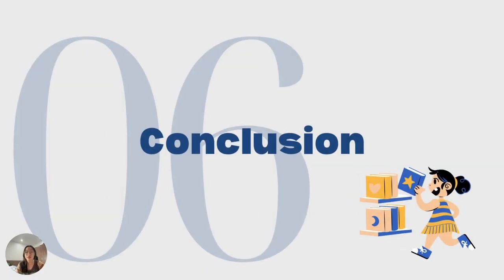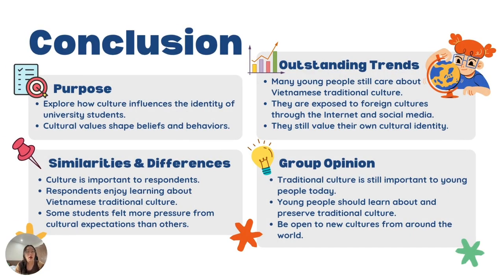And for the conclusion, to end the project, I'm going to repeat the purpose again. Our purpose with this project, culture and identity, was to explore how culture influences the identity of university students and how cultural values shape beliefs and behaviors. We also found similarities: culture is very important to the respondents, and they enjoy learning about Vietnamese traditional culture a lot. But the difference is that some students felt more pressure from cultural expectations than others.